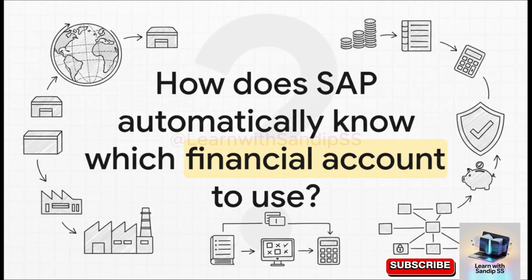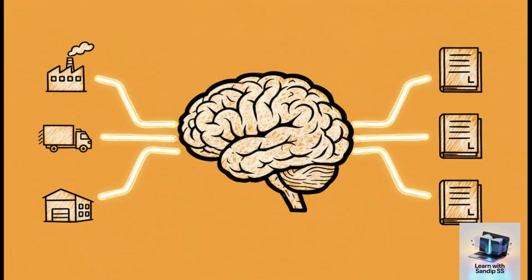Picture a massive global company. Millions of things are happening every single day. Inventory moving, goods being received, products shipping out. How on earth does a system like SAP know exactly which financial account to post to every single time without a human touching it? Well, the secret sauce, if you will, is something called automatic account determination.